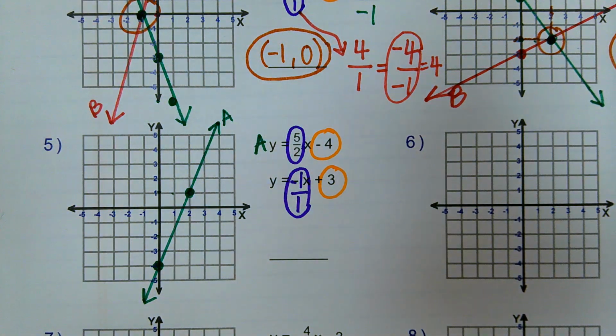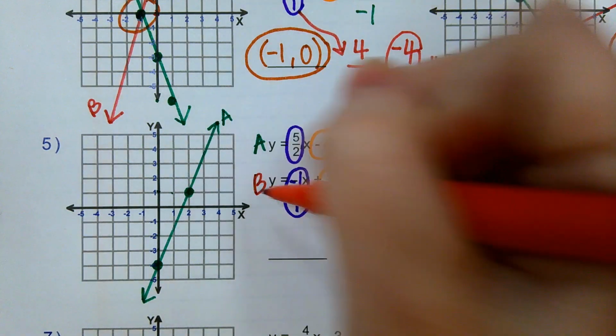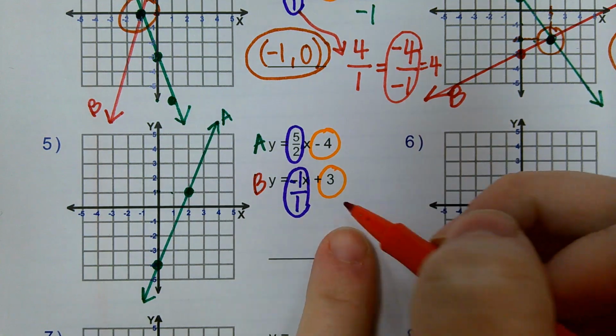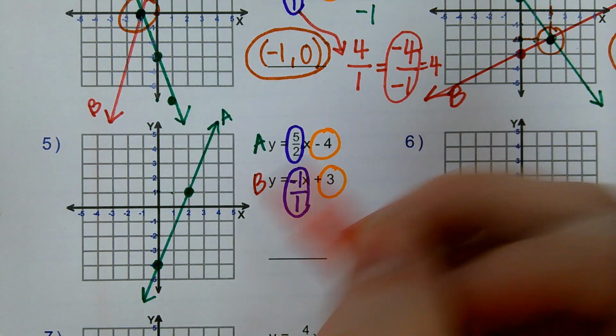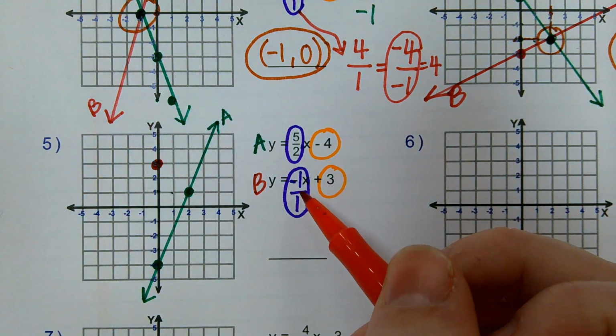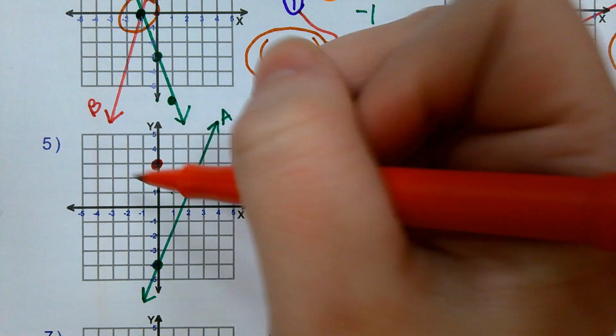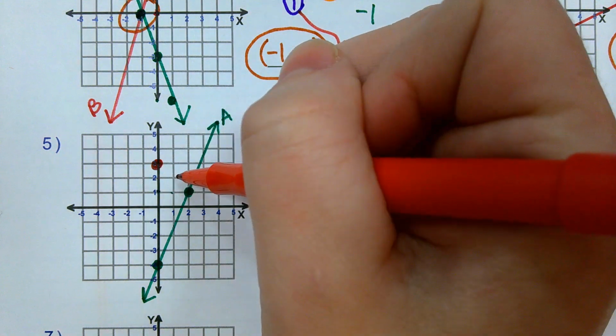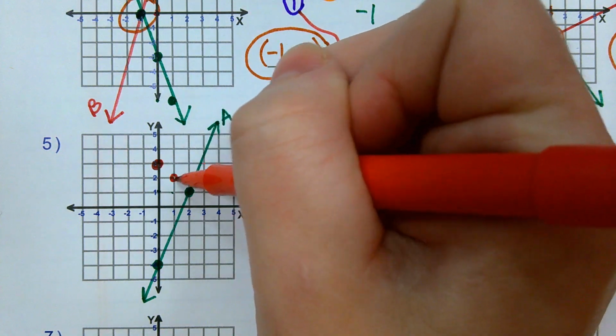Now let's do B. Where's our starting point? Positive 3. Good. Positive 3. And where do we go from here? Down 1 over 1. Perfect. Down 1 over 1. Right here.